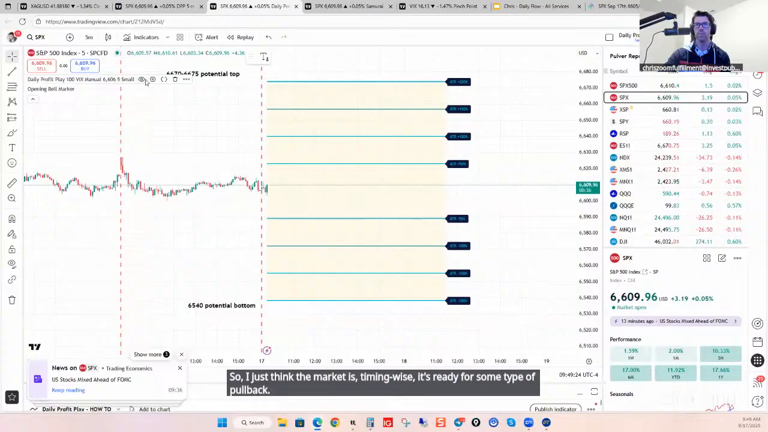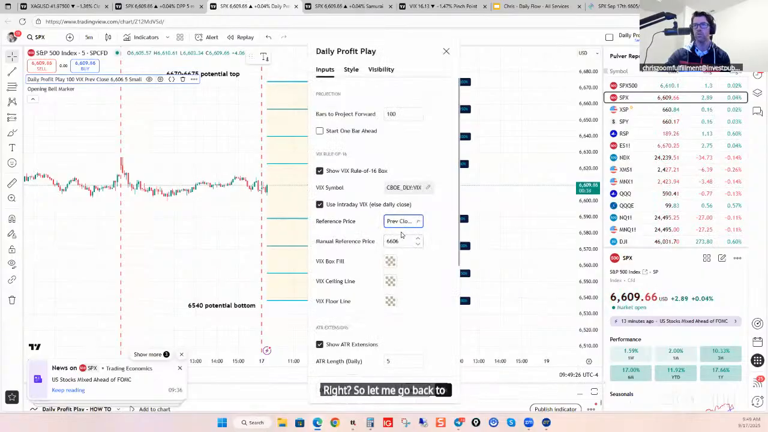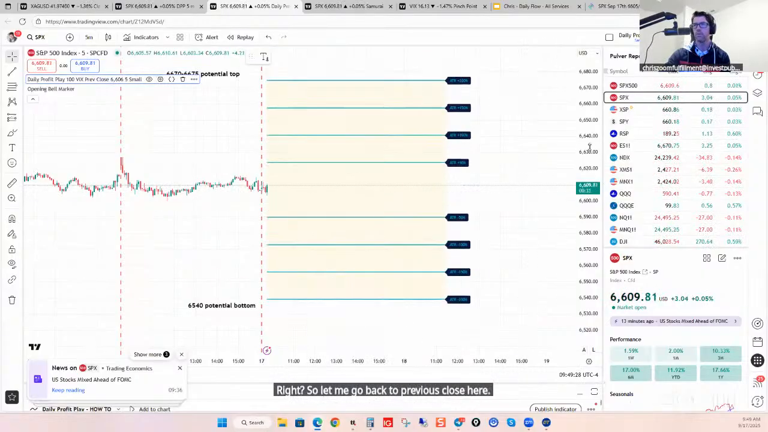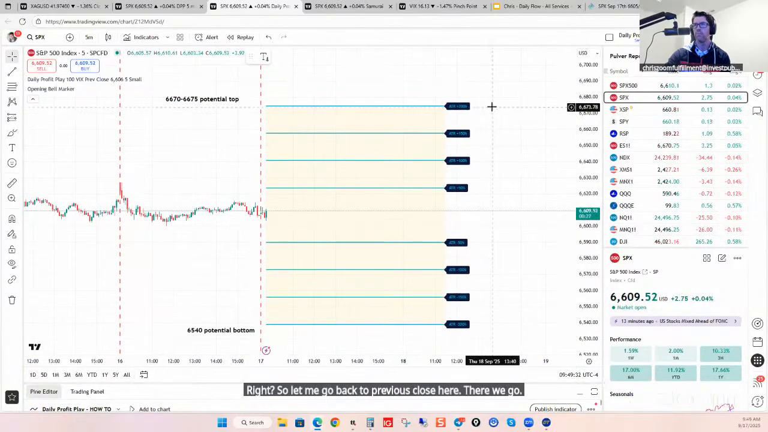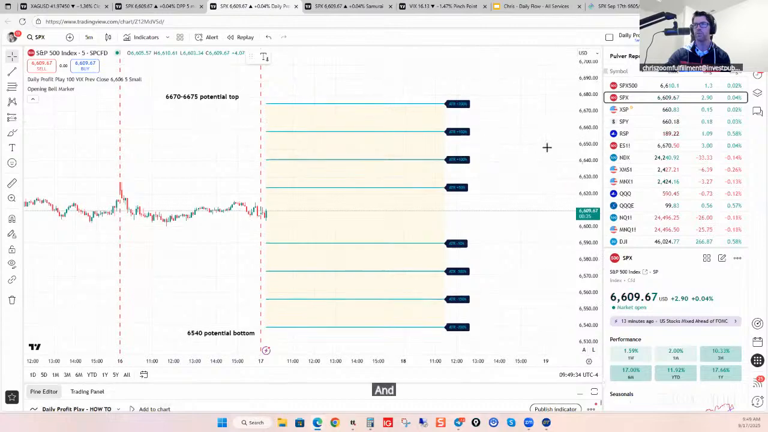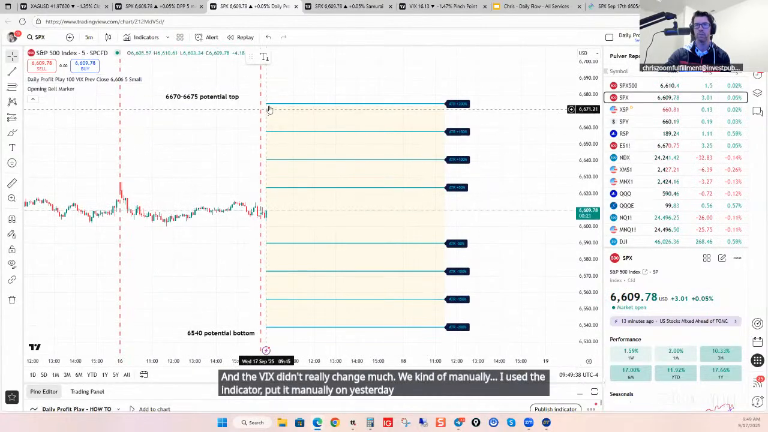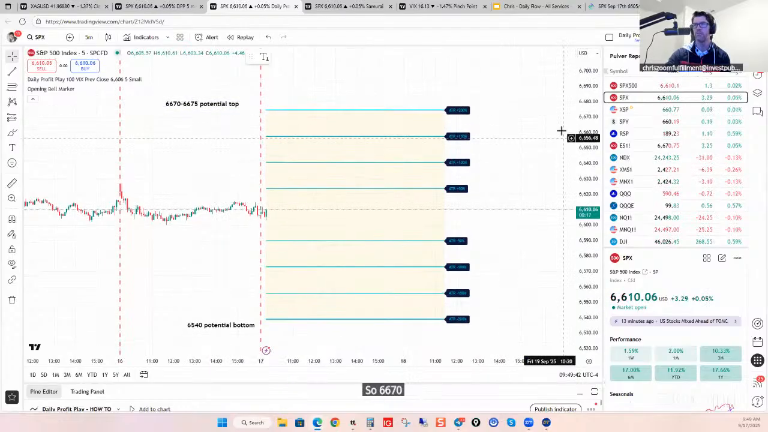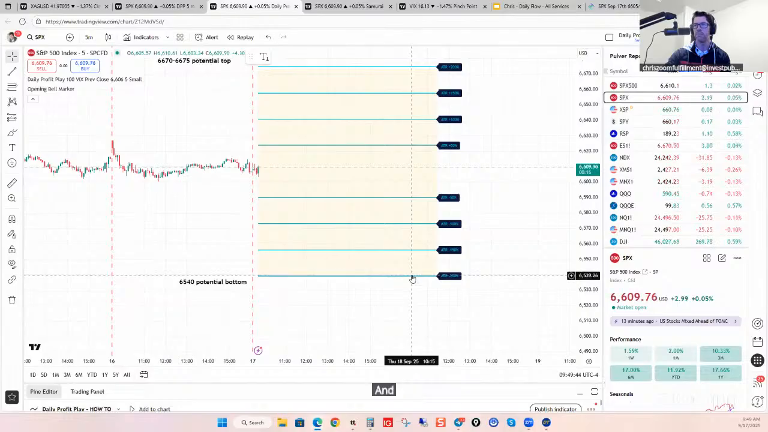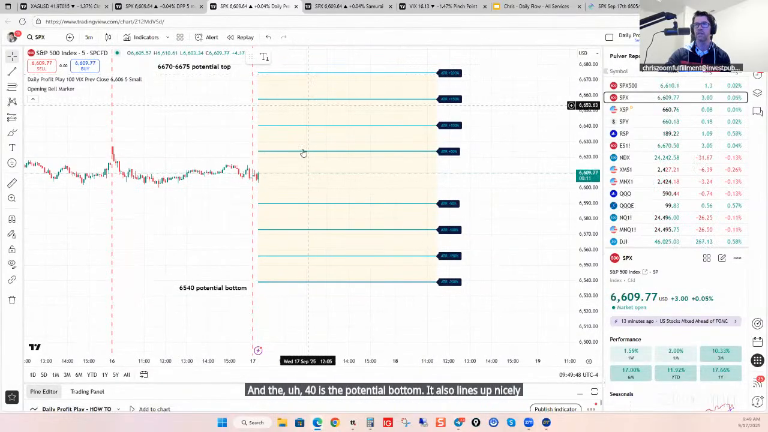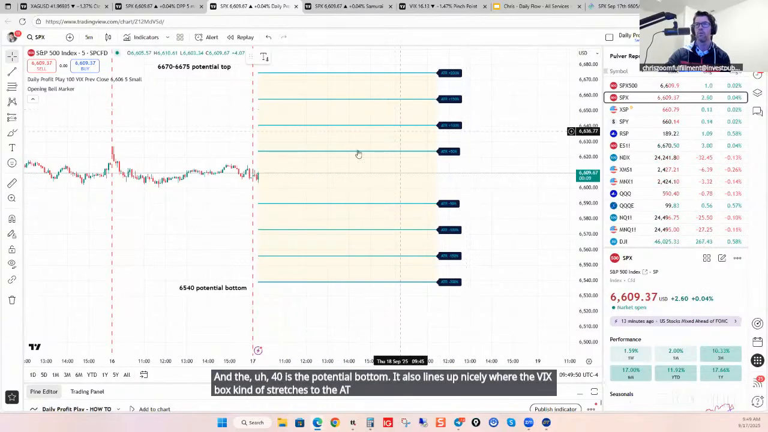All right, so let me go back to previous close here. There we go. And the VIX didn't really change much. I used the indicator and put it manually on yesterday's close, so we're about the same. 66.70 to 75 is where I have my top on the VIX box, and the 40 is the potential bottom. It also lines up nicely where the VIX box stretches to the ATR levels as well.